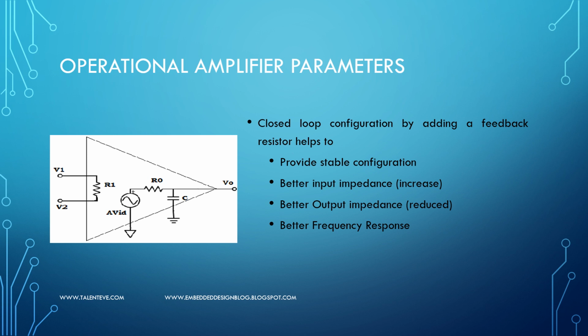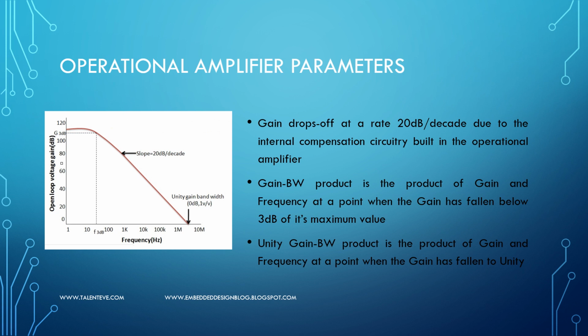So in general, that is why the operational amplifier, if you are using it, will have a feedback, which operates the op amp in a stable condition. And one of the major advantages is that the frequency response of the operational amplifier is also better when you have a feedback resistor. Coming to the gain bandwidth, you can provide as much frequency to the op amp as possible.